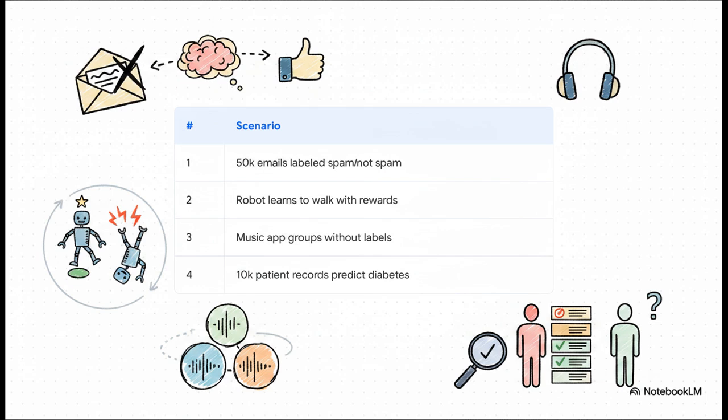1. An email system trained on 50,000 emails labeled as spam or not spam. 2. A robot learns to walk by getting a reward when balanced and a penalty when it falls. 3. A music app observes skips and replays with no labels and groups songs. 4. A dataset of 10,000 records labeled diabetic or not diabetic predicts diabetes in new patients. Take a deep breath, review these scenarios, and try to assign a machine learning type to each one.